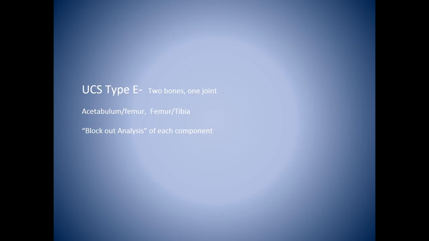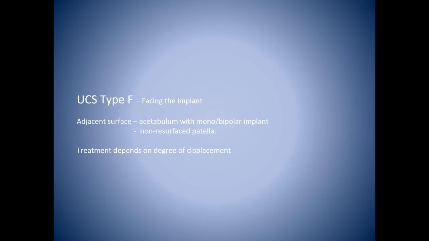The E is where you've got two bones and one joint. So you fractured either side of the implant, such as an acetabular fracture and a periprosthetic femoral fracture, or a femur and a tibia. Once again, you treat each according to its merits. And the F is where you have, say, an acetabular fracture in a bipolar or a monopolar, and you treat it as you would a standard fracture. And obviously it depends on the degree of displacement, particularly with the patellar fractures.